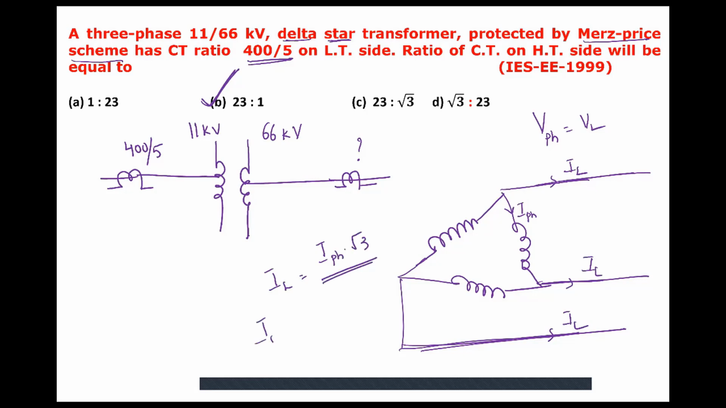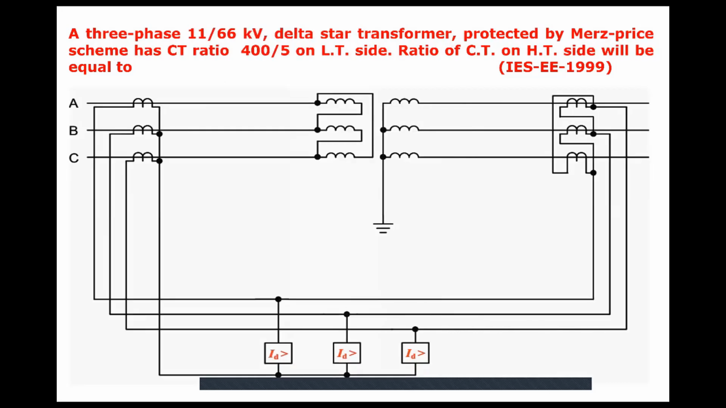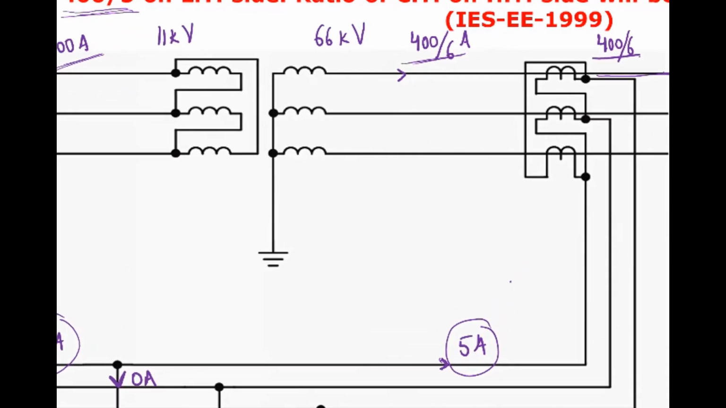So that means I phase will become how much? I_L divided by root 3. And one more important point you have to remember: CT ratio, current transformer ratio, is a phase to phase current ratio. So here the primary phase is carrying 400 by 6 ampere current. What is the phase current in the CT?